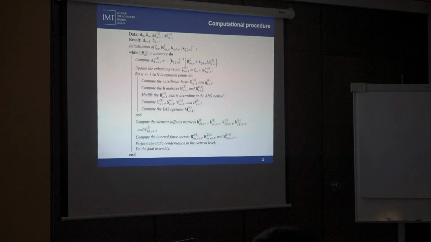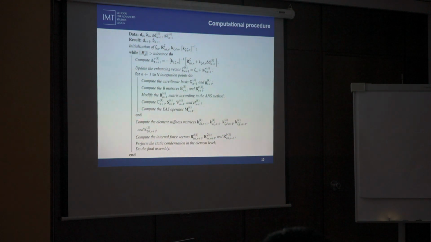Here is the summary of the computational procedure. This is implemented into the commercial software Abaqus as user element subroutines. So firstly, we update the incompatible strain field, and for the different integration points, we compute the curvilinear basis in the reference configuration and the current configuration, and then we compute the strain interpolation matrix and the phase field gradient interpolation matrix. And then we modify the strain interpolation matrix according to the assumed natural strain method. And then we compute the material stiffness matrix, the stress vector, and the history variable.